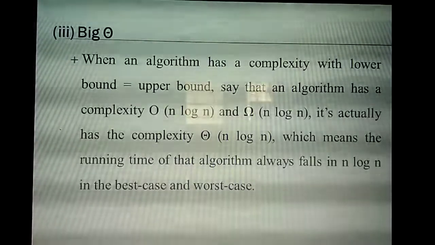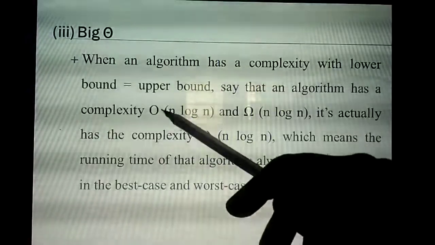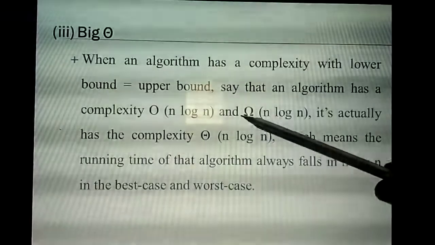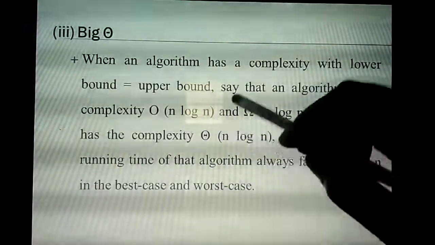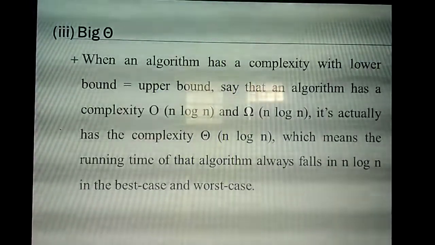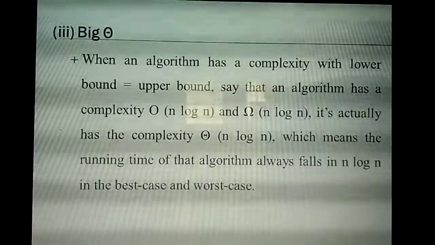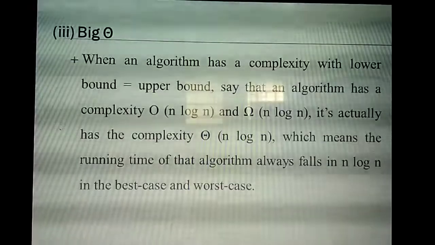So when the upper bound and lower bound become equal, what's the formula? O of n log n and omega of n log n. Both these things are equal, so theta also becomes the same formula, theta of n log n. So what do you mean by n log n? It means the running time, whatever algorithm you are using, the particular running time of an algorithm always falls between the best case and worst case.